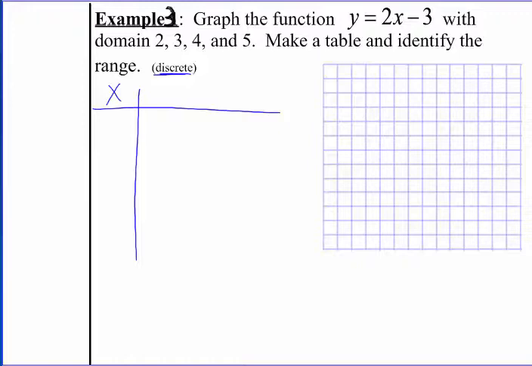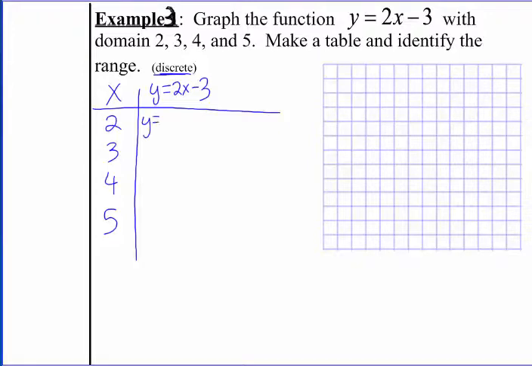Okay, I don't want any other x's. I'm only interested in the 2, the 3, the 4, and the 5. That's one of the reasons this is discrete, because I gave you a specific domain. We are only going to use those 4 points. We are going to plug them into our equation, y equals 2x minus 3.